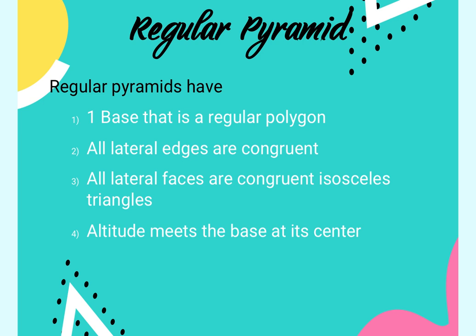So the regular pyramid has one base that's a regular polygon. So if it's a quadrilateral, it's a square. If it's a pentagon, it'd be a regular pentagon, a regular hexagon, a regular triangle, which would be an equilateral triangle, okay? The lateral edges are all congruent. The lateral faces are congruent isosceles triangles. And the altitude meets the base at its center.